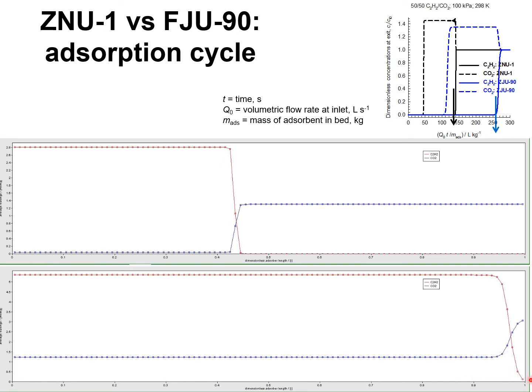At this point, the adsorption cycle is terminated and the blowdown operations will need to start in order to recover the adsorbed C2H2 that is shown here in red. We still have to wait for this point to occur when the blowdown operations will start for the black MOF, which is ZnU1.